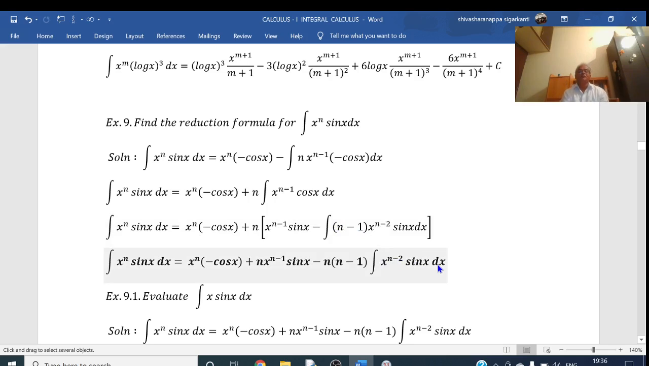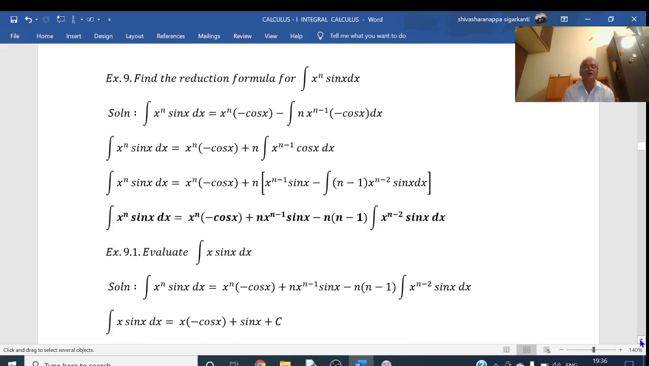Now this is the required reduction formula. See here, x power of n into sin. Here also I am getting x power of something into sin. Here power is n, here power is reduced to n minus 2. So this is the required reduction formula. Let me go for an example.